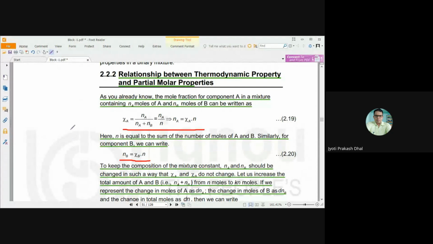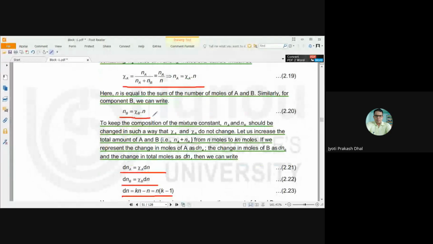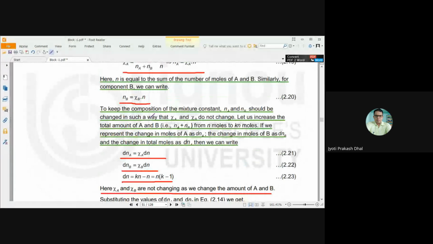Chi A equals the number of moles of A divided by the total number of moles, that is Na divided by Na plus Nb, which equals Na divided by N. N means total number of moles, and hence Na equals Chi A times the total number of moles. Here N is the sum of the number of moles of A and B. Similarly for component B, we can write Nb equals Chi B times the total number of moles.